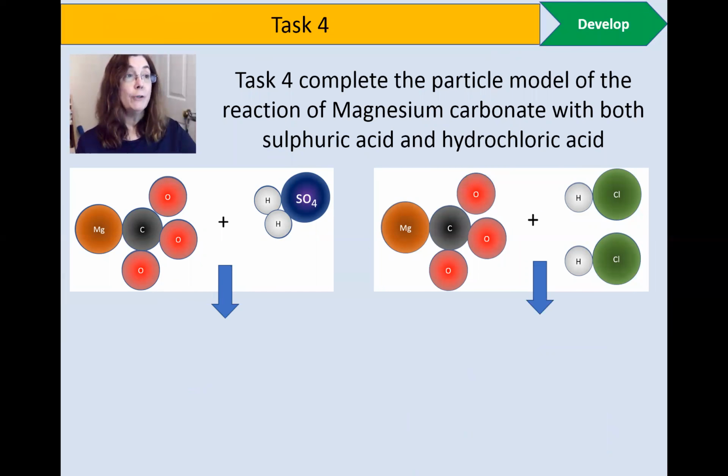Okay, so task 4 is for you to copy those particle diagrams of magnesium carbonate and sulfuric acid and magnesium carbonate and hydrochloric acid. Just copy those particle diagrams and show me what the products are as a particle diagram. So show me the particles of magnesium next to the sulfate and the carbon dioxide and the water. Okay, and then the same with the chloride, the magnesiums with the chlorides, the carbon dioxide and the water, but show them as particle diagrams just as they are there. Okay, you can have about 5-6 minutes to do that for me. That would be fantastic. So off you go. You can check on the next slide whether you did it right or not.